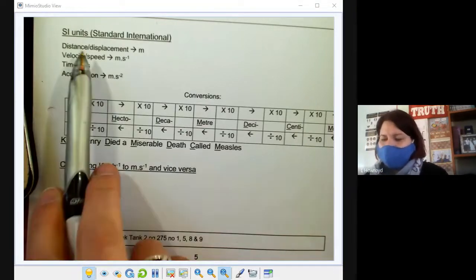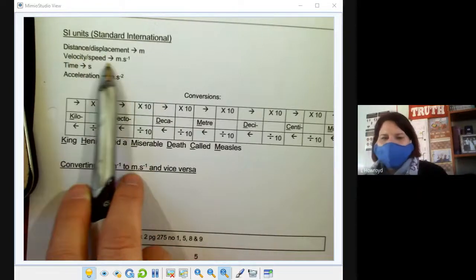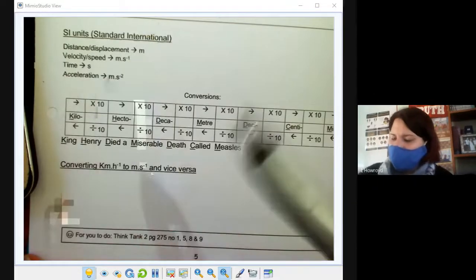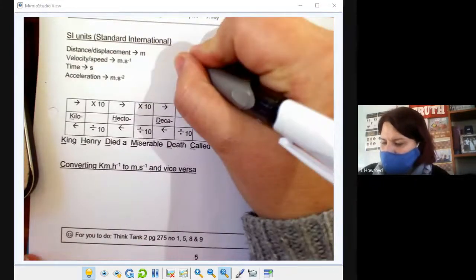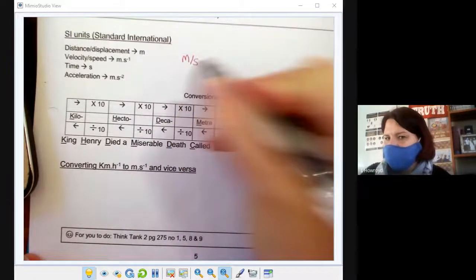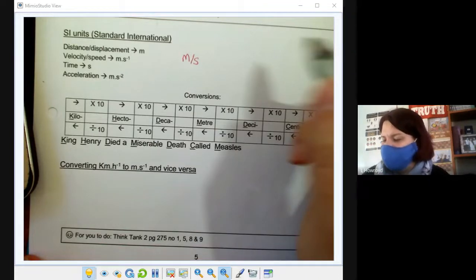So remember, distance, any type of distance is measured in meters. Velocity or speed is meters per second. Now remember, we write it like that. Do you remember? I don't know if I ever explained why. Because normally people write it like that. But now the problem with that is we don't do that in science. So that means meters per second. It means meters divided by second.